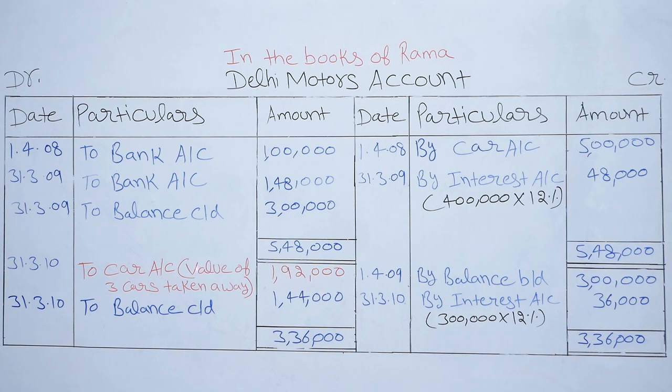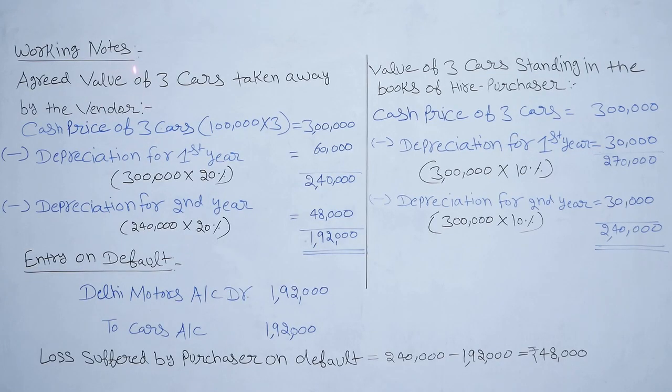How do we get 1,92,000? Let's understand this through a working note. Rama Limited fails to pay the installment due on 31st March 2010 and Delhi Motors agreed to leave 2 cars with the hire purchaser and 3 cars taken away by the vendor, and adjust the value of these 3 cars against the amount due at the rate of 20% per annum on diminishing balance method. Diminishing balance method means written down value method. So after charging depreciation of 2 years, whatever value will be remaining, that value will be treated as the taken away value by the vendor.